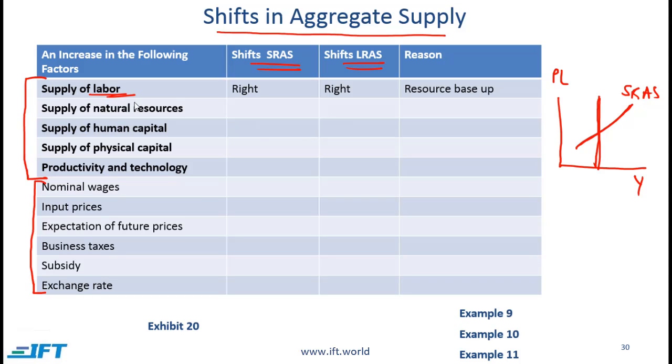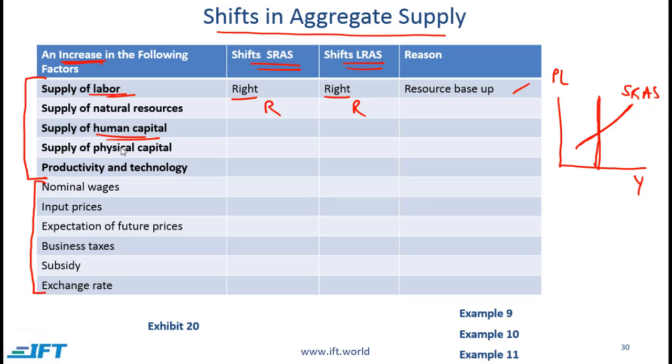Supply of labor. When labor goes up, labor is producing output. So if we have more labor, then more output can be produced. That shifts both curves to the right. The reason is fairly obvious. Supply of natural resources. This will also shift both curves to the right. Here we are talking about increases. Clearly, if there is more natural resource, then the output of a given economy will increase.